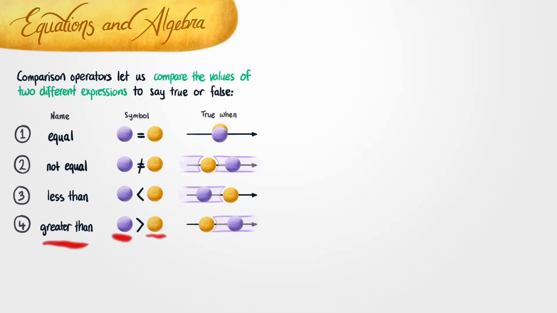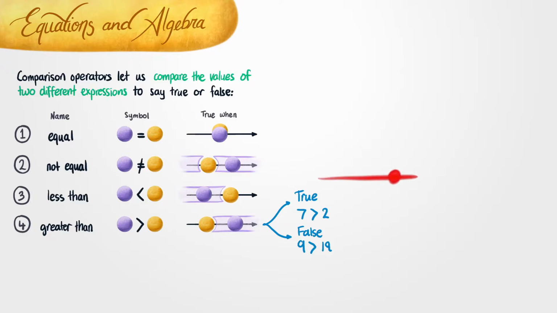Or graphically, we'd expect this purple dot over here to appear to the right of this yellow dot. So again, just to give two examples here, we can say that 7 would actually show up to the right of 2. So this means that this expression over here is actually true. On the other hand, 9 is actually a smaller number than 19. So that means this second expression is false.